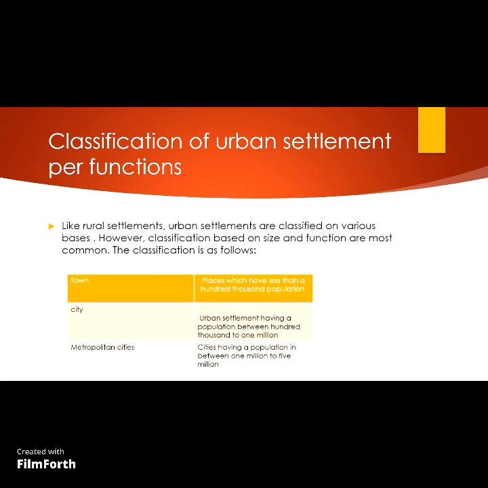Classification of urban settlement per function. Like rural areas, urban settlements are classified on various bases. However, classification based on size and functions is most common. The classifications are as follows. Number one, we have a town, which is a place that has less than 100,000 population. Number two, we have a city, which is an urban settlement that has a population between 100,000 and 1 million. And number three, we have metropolitan cities. Metropolitan cities are cities that have a population between 1 million and 5 million.